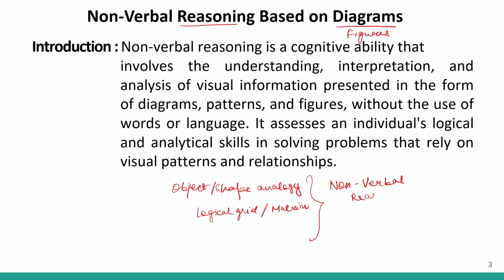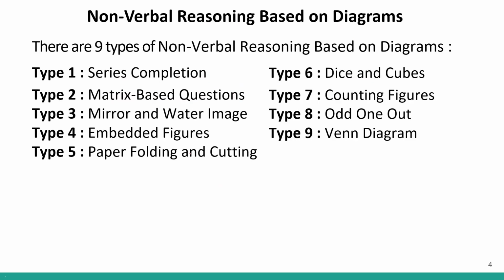Non-verbal reasoning basically means that we deal with diagrams and figures. We identify the patterns given in the figure. Okay, so what we do is we interpret them and we analyze visual information. So when we deal with visual information, that is called non-verbal reasoning based on diagrams. Now, these are the types of questions. So there are 9 types of questions that can be formed from non-verbal based on diagrams. 9 types, let us understand each one.